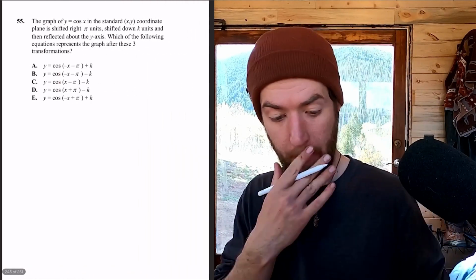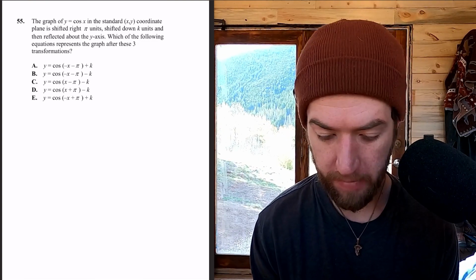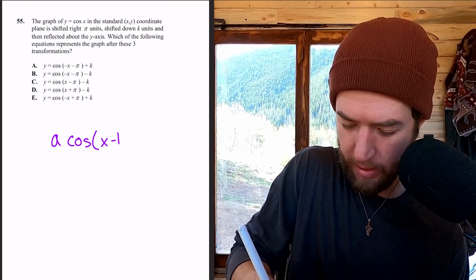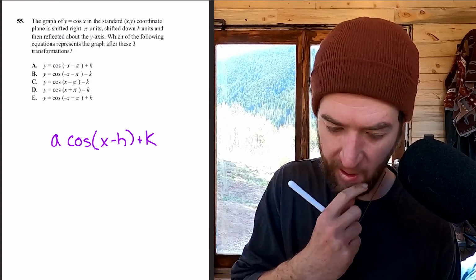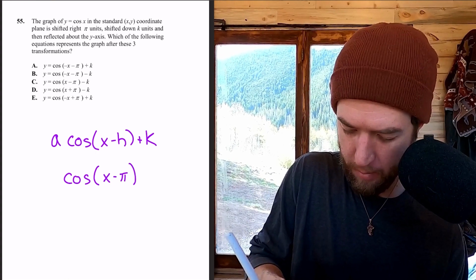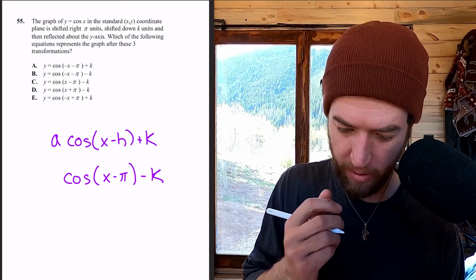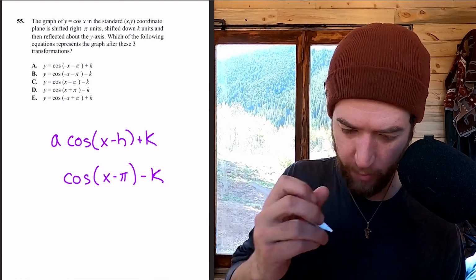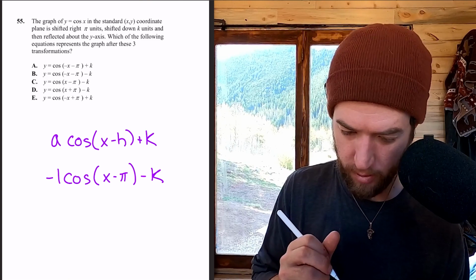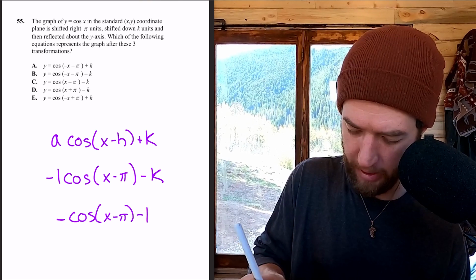On to the next. All right, the graph of y equals cosine x in the standard xy coordinate plane is shifted right pi units. Okay, so a cosine of x minus h plus k. So shifted to the right pi units, so cosine of x minus pi, minus on the inside of the parentheses, shifted down k units, so down, negative, and then reflected about the y-axis. So reflected meaning negative 1 out front here. Which of the following represents after those? So negative cosine of x minus pi minus k. I'm assuming that's an answer.